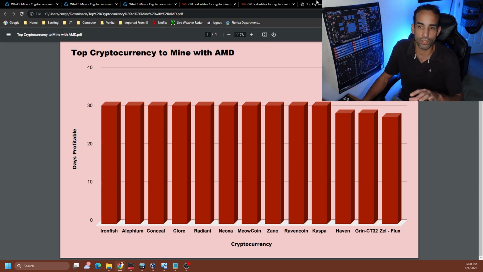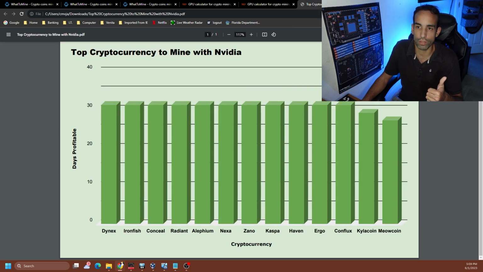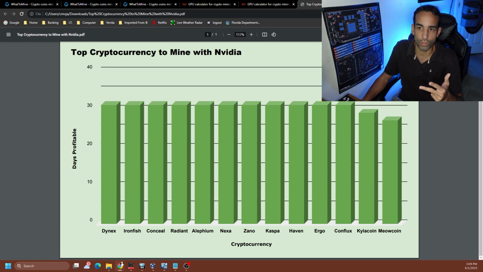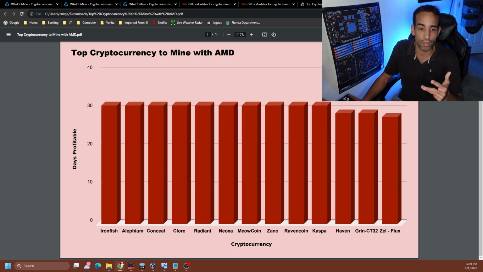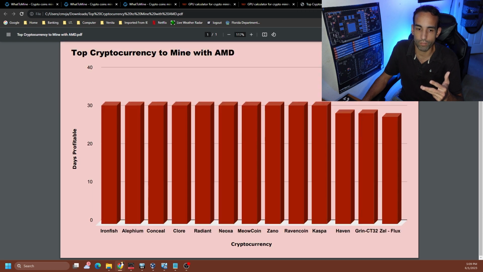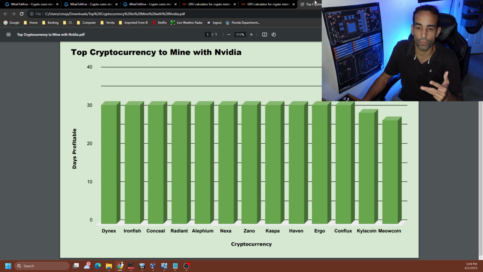So if you had a mixed rig, looking at these charts, basically Ironfish is a good option if you were mixed rig mining. Conceal, very good. Alphium is still in the race. Radiant, another one. I would say Clore, but it didn't show up on the NVIDIA side. Now Dynex, very strong for NVIDIA, but not as strong for AMD. So Dynex is one to keep your eye on if you've got nothing but NVIDIA GPUs. But yeah, Ironfish, Conceal, Radiant, Alphium, and who else?